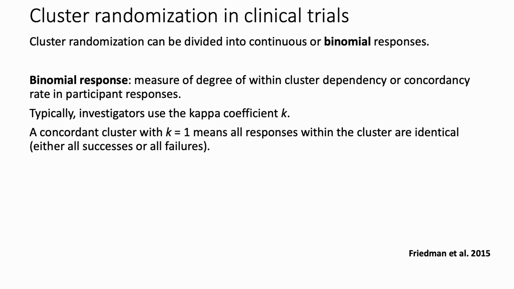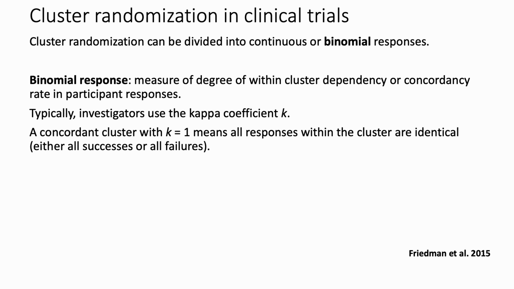Now, continuing with the binomial response, this is a measure of the degree of within-cluster dependency, or concordancy rate, in participant response. Typically, investigators use the kappa coefficient κ. A concordant cluster with κ equal to 1 means that all responses within the cluster are identical, either all success or all failure. So this is a way that we can use cluster randomization and use the data to conclude.